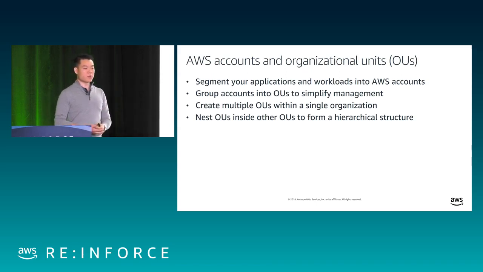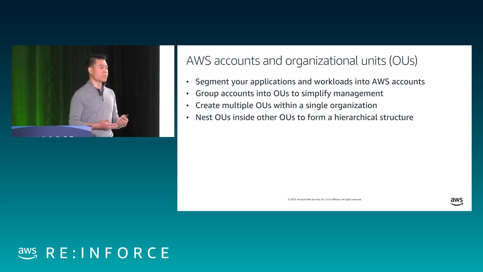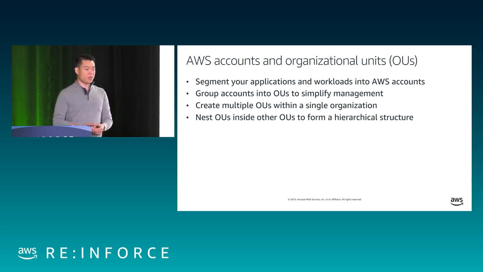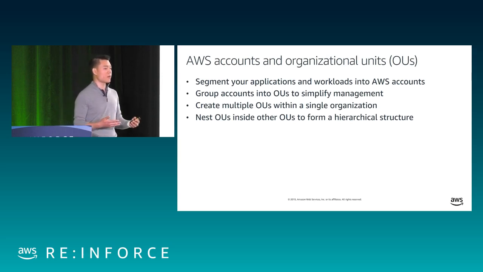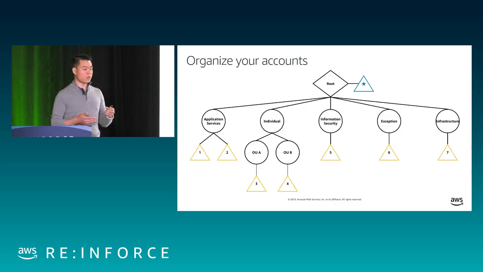So with AWS accounts and organizational units, you can first segment your applications and workloads into individual AWS accounts for categorization. You can then group these accounts into organizational units to simplify management and to group accounts that are similar together so you can discover them. You can create multiple organizational units within your organization, and you can also nest these organizational units inside other organizational units to start forming a tree hierarchy. And so what that looks like is this.